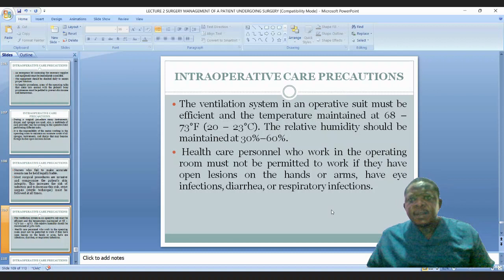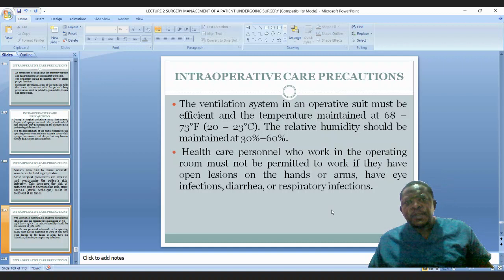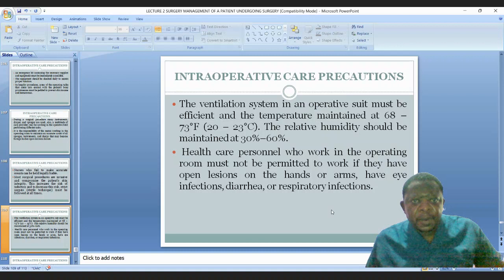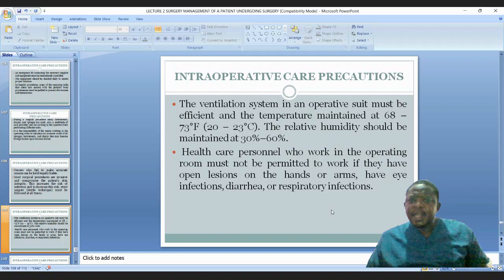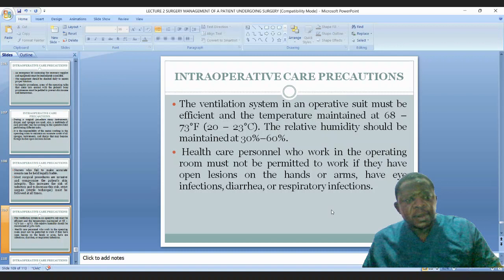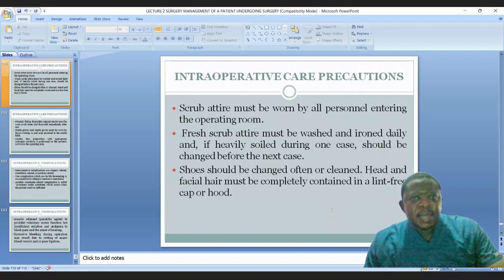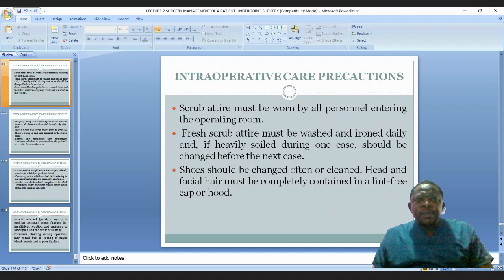Healthcare personnel who work in the operating room must not be permitted to work if they have open lesions on the hands or arms, or have eye infections, diarrhea, or respiratory infections, because they may be a source of infection to the patient. Scrub attire must be worn by all personnel entering the operating room. Fresh scrub attire must be washed and ironed daily. If heavily soiled during one case, it should be changed before the next case. Shoes should be changed often or cleaned.